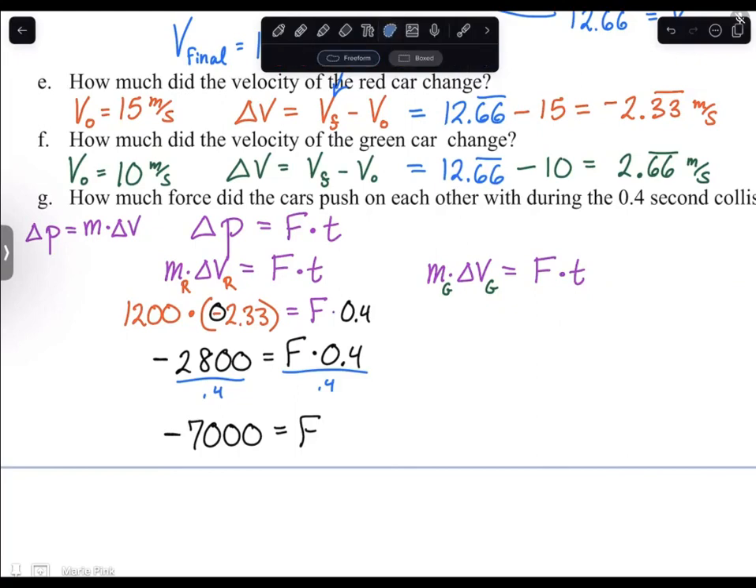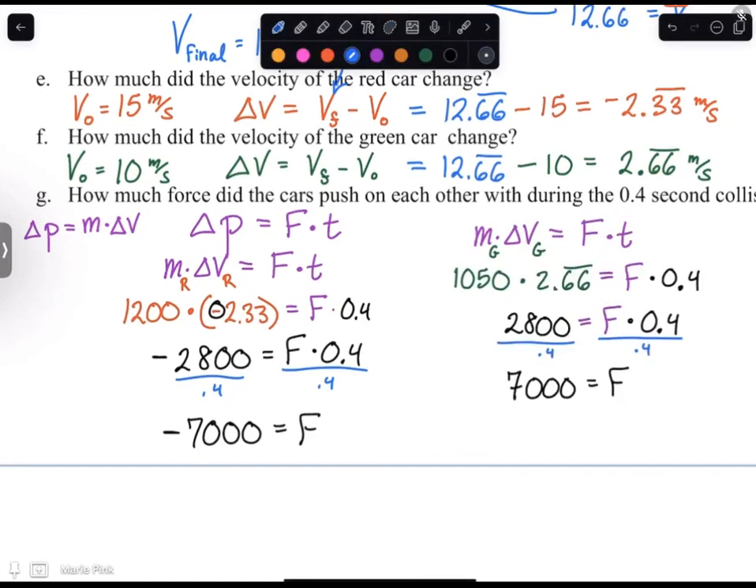And then I'm going to go ahead and plug in the numbers for the green car. All right, so you divide both sides by 0.4 and you will get 7,000. So this might be interesting because the forces are exactly the same. And actually, you do know that that is true because any two objects that push on each other will always push on each other for exactly the same amount of time with exactly the same amount of force.